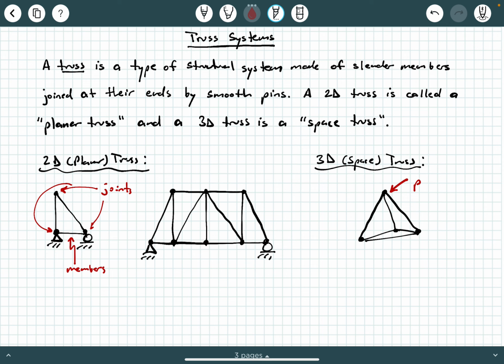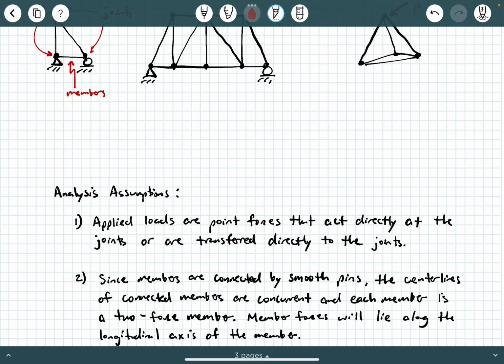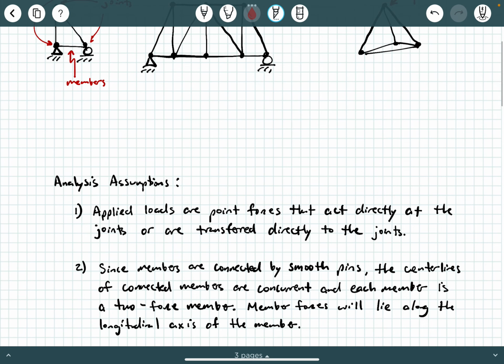Now, the analysis of truss systems, we see quite often in a statics course, sometimes in mechanics of materials. We definitely see it in a structural analysis course. Most of the time we focus on two-dimensional planar truss analysis, although it's not difficult to analyze a 3D space truss either. But again, I'm going to focus more on 2D planar trusses. So let's talk about the analysis assumptions. We've got a few here, and I'm going to go through them one at a time.